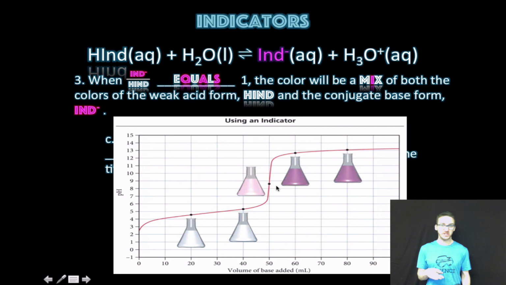That's why you want just the faintest pink color when you're performing the titration. You don't want it colorless because at that point you have all of the acid form, and that's before the equivalence point. You don't want it dark pink because then it's all in its base form.